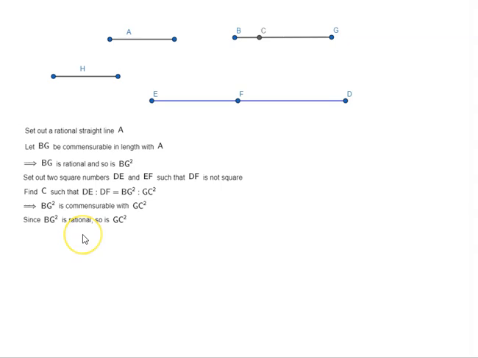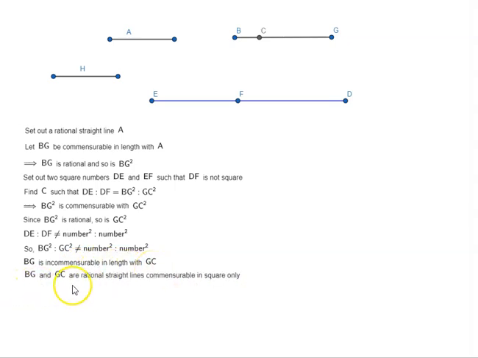Now since BG square is rational, so is GC square. DE is to DF is not equal to a number square is to number square ratio. So BG square is to GC square is also not equal to number square is to number square. Means BG is incommensurable in length with GC. So we have BG and GC are rational straight lines commensurable in square only, and that means BG minus GC is equal to BC, and that is an apotome.